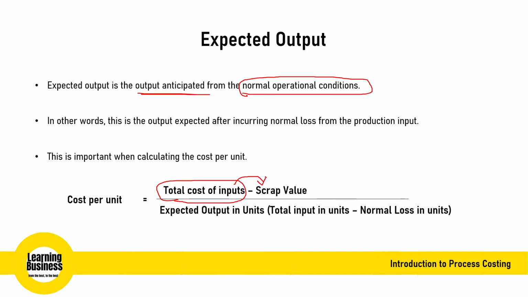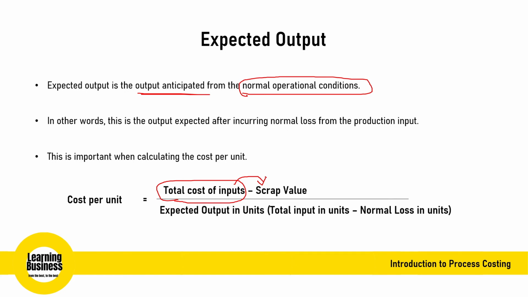Now you might be wondering, will expected output be different than the total of input? Let's assume we used 1 meter of cloth to make a clothing item. That doesn't mean the clothing item will be using the entire 1 meter. There will be certain scrap materials. These scrap materials are referred to under the term normal loss.